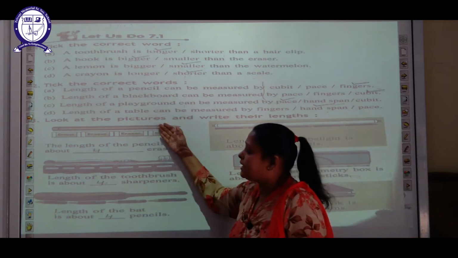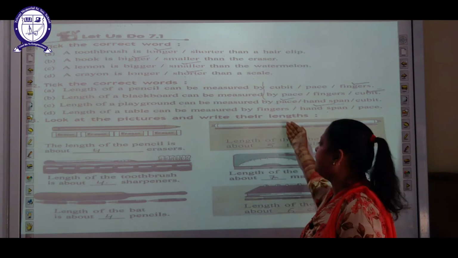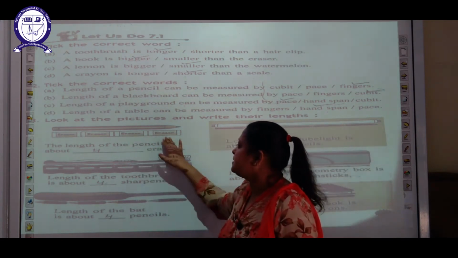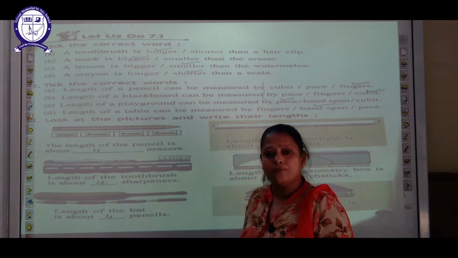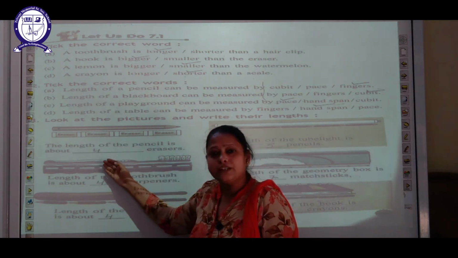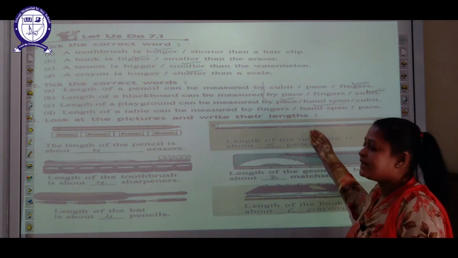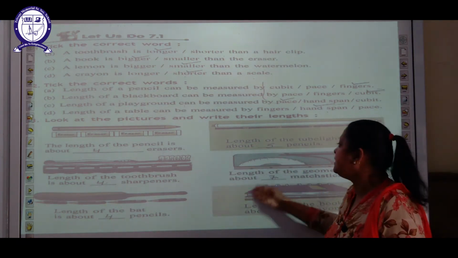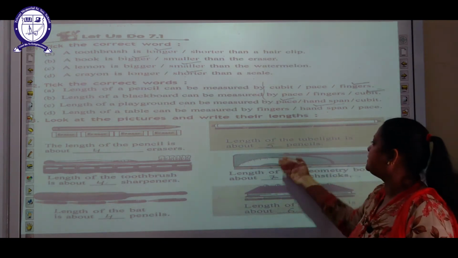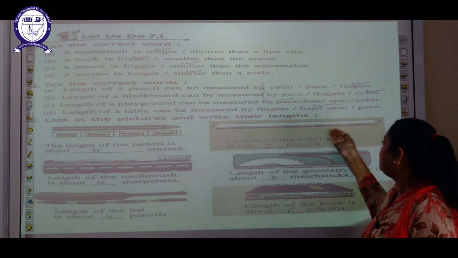Next question. Look at the picture. You can see the pictures here and write their length. The length of the pencil is about dash erasers. How many erasers? 1, 2, 3, 4. Students, 4 erasers. The length of the tube light. You can see the picture of the tube light here. The length of the tube light is about how many pencils? 1, 2, 3, 4, 5.